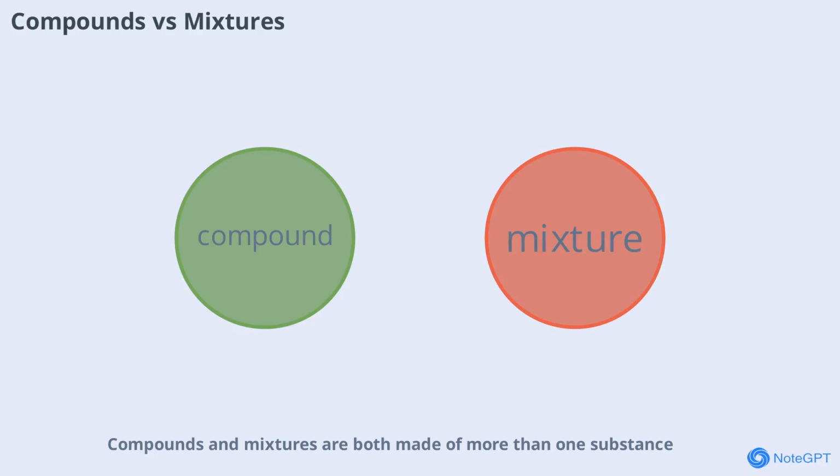Compounds and mixtures are both made of more than one substance, but they are very different. In compounds, elements are joined by chemical bonds and can only be separated by chemical means. In mixtures, substances are just physically combined and can be separated by physical methods. For example, salt water is a mixture, but table salt is a compound.